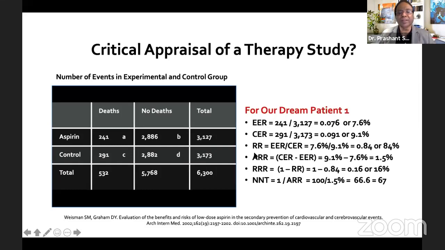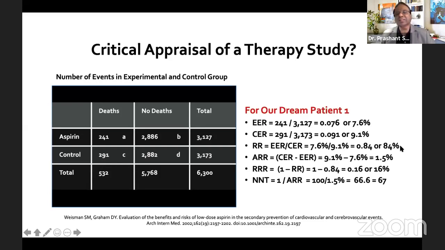Okay. Now relative risk calculation, which is nothing but division of experimental event rate by control event rate. So 7.6 divided by 9.1, which will give you 0.84. You convert that into percent, it will be 84%. So it is less than 1, which means that there is a risk reduction if you use aspirin compared to placebo.